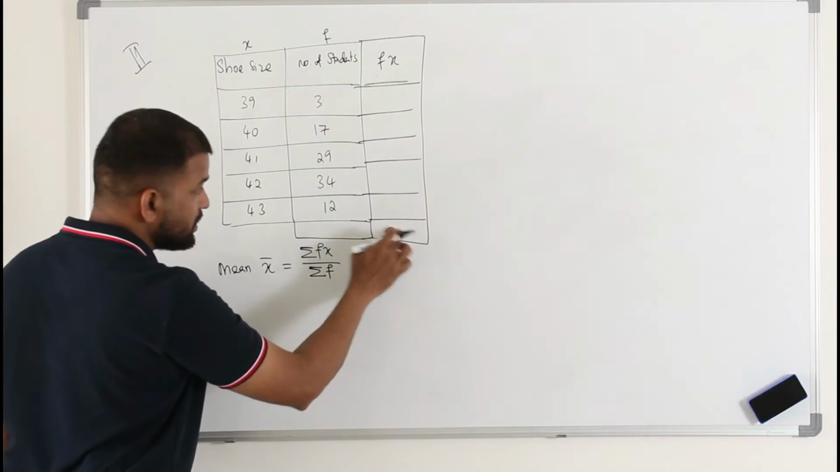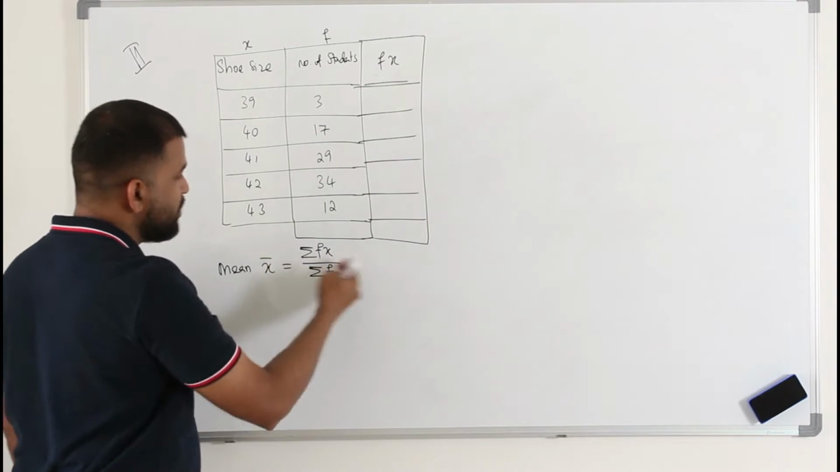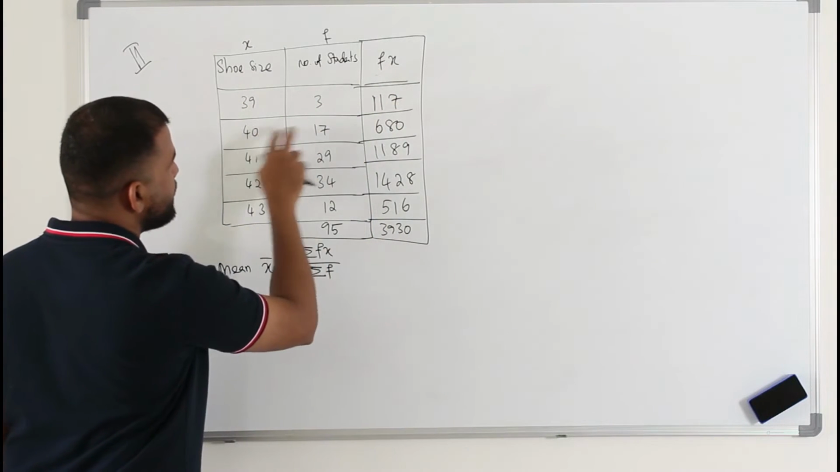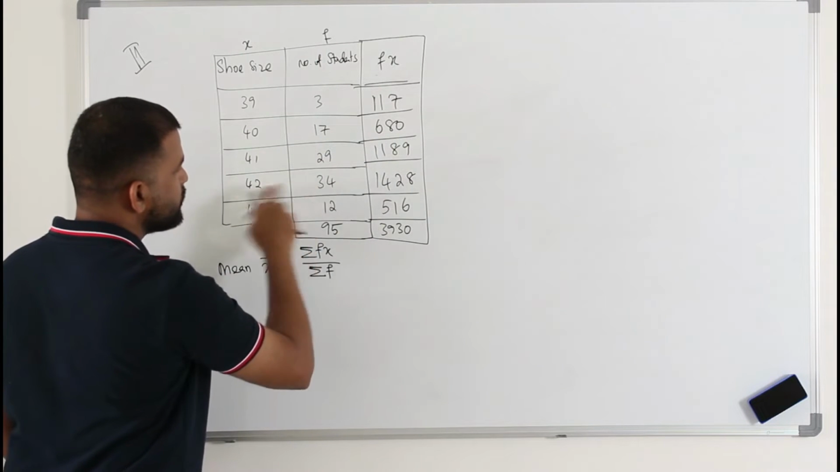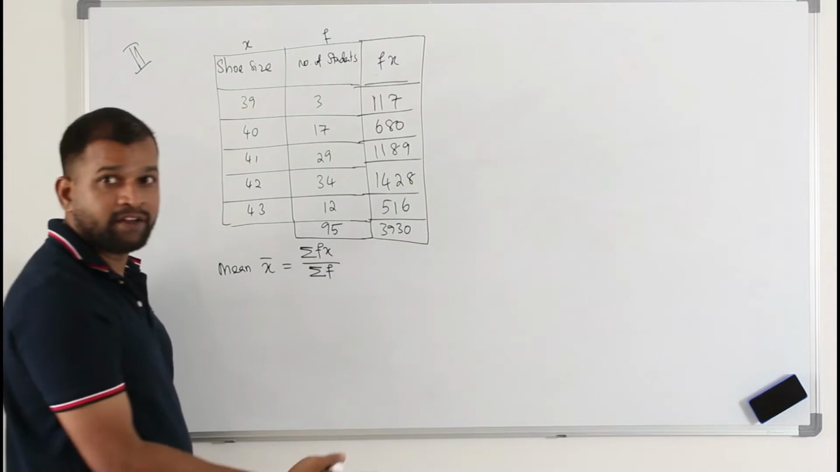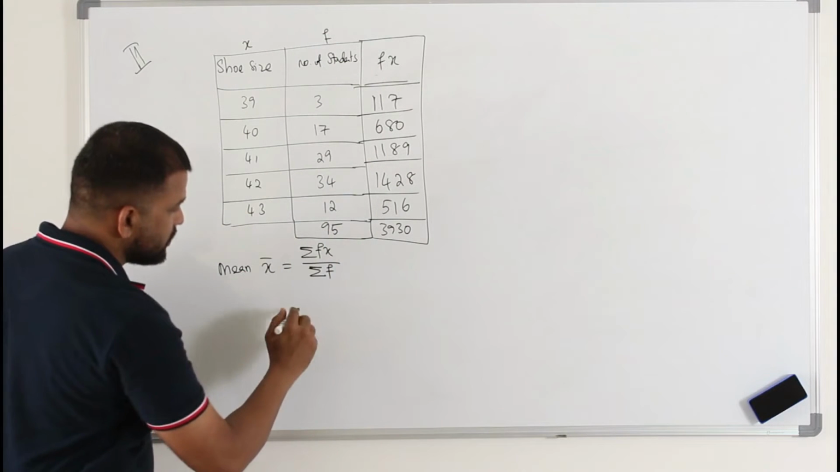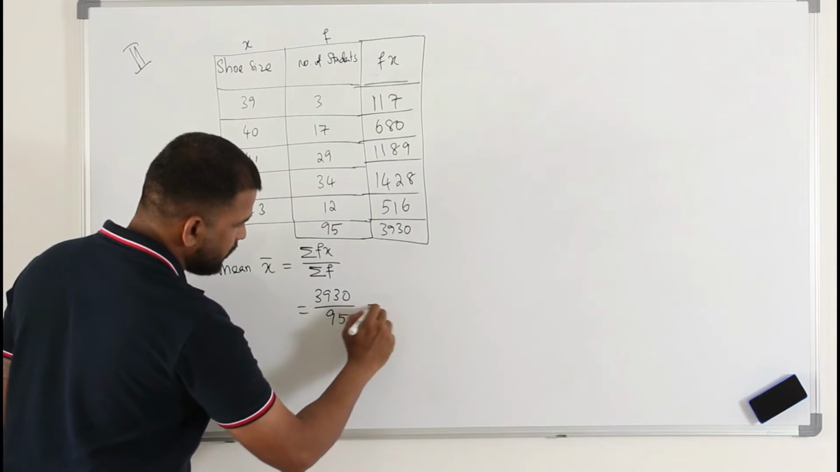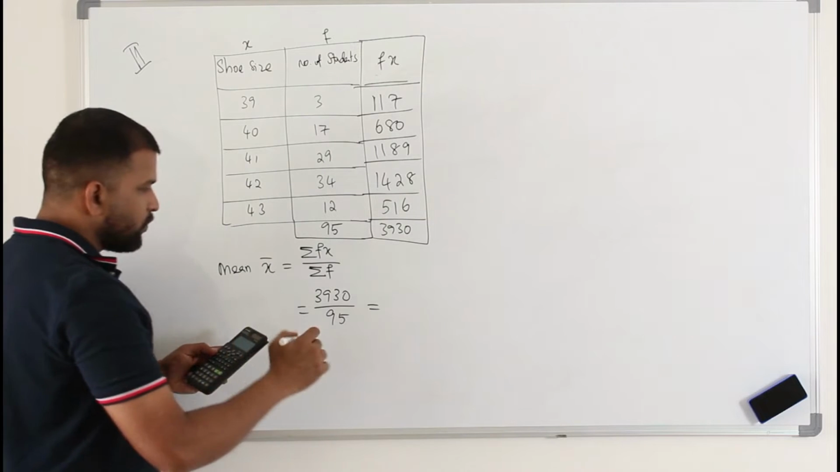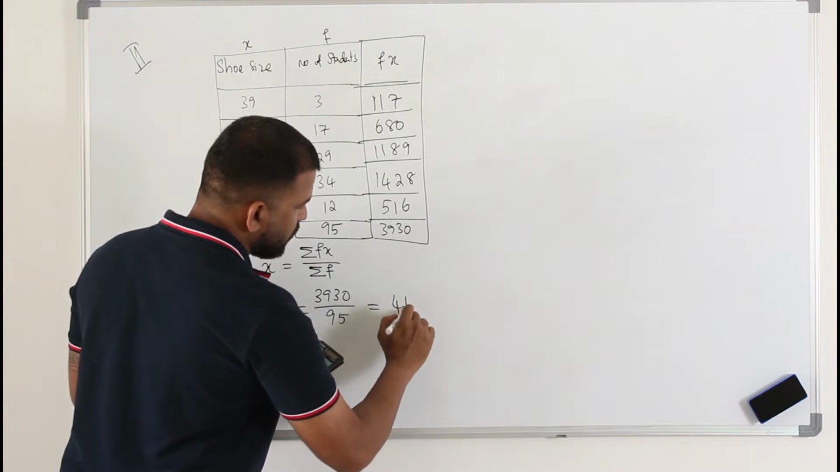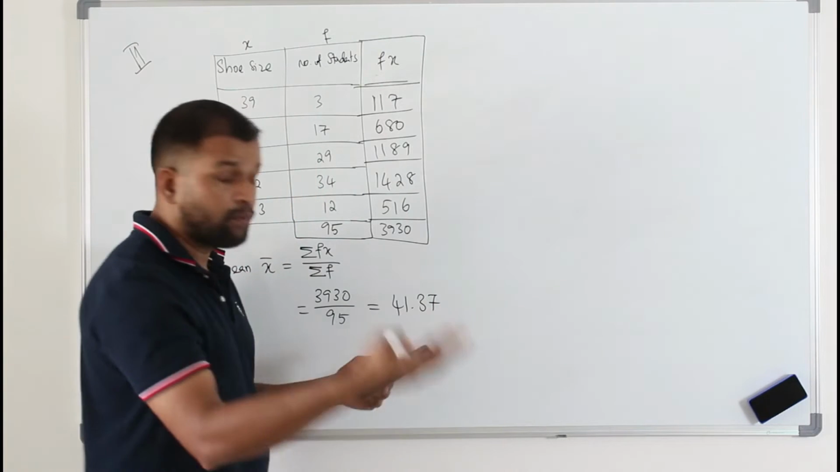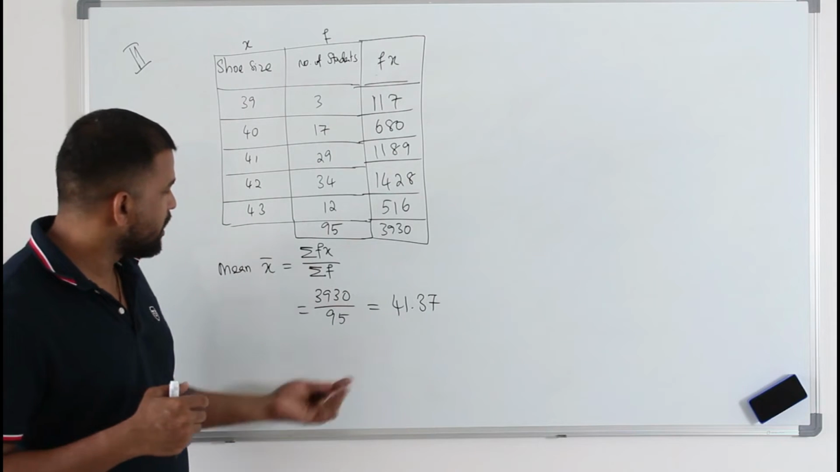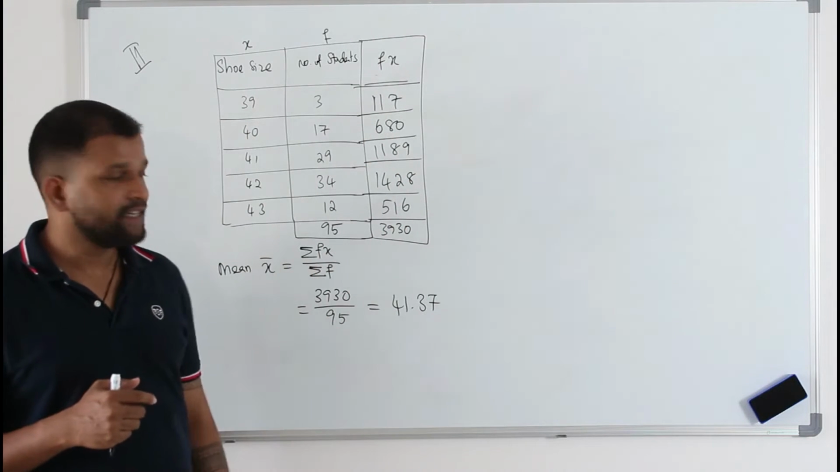Find the total of this, divide them, you will get the x bar. So we got the fx already: 39 times 3, 40 times 17, 41 times 29, so multiply everything and sum up everything, you get 3930. Sigma f is 95, so sigma fx 3930 over 95 will give you the mean. So it's 41.368 or 41.37 or 41.4 depending on the level of accuracy your curriculum wants you to write. So this is how you find the mean of this group frequency table.